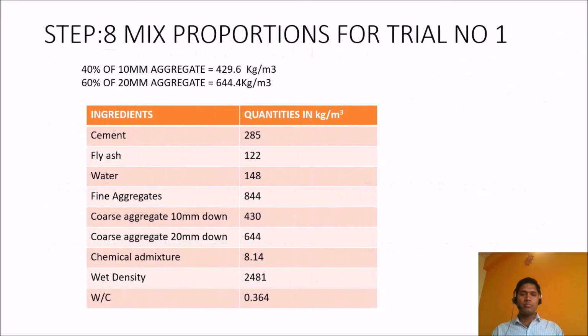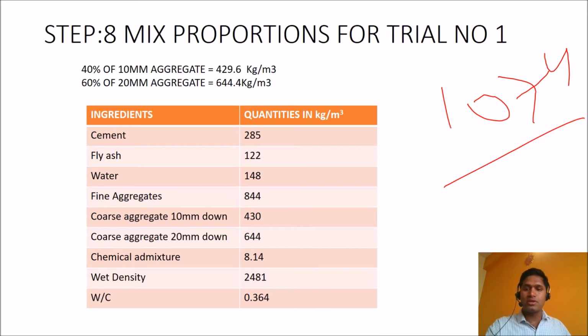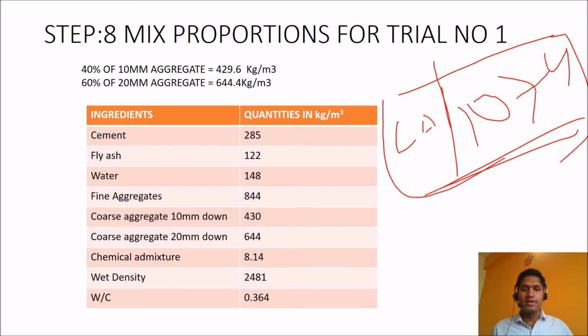Let us see number 8, mix proportions for trial number 1. Out of the 1074 kg we got, this is the total coarse aggregate content. We can't use everything as one coarse aggregate, it becomes gap graded. So to make it graded, 40% of 10 mm aggregate needs to be used, 40% of 1074 kgs, and 60% of 20 mm aggregate is used, 644 kgs.